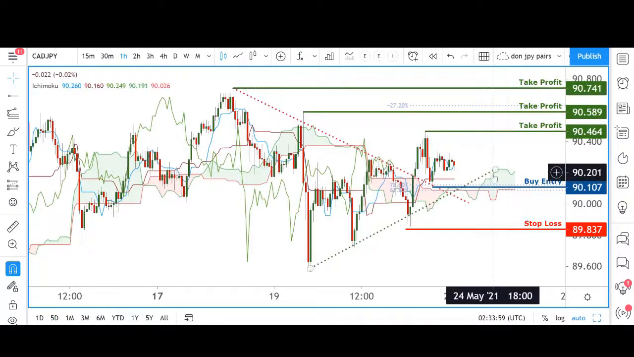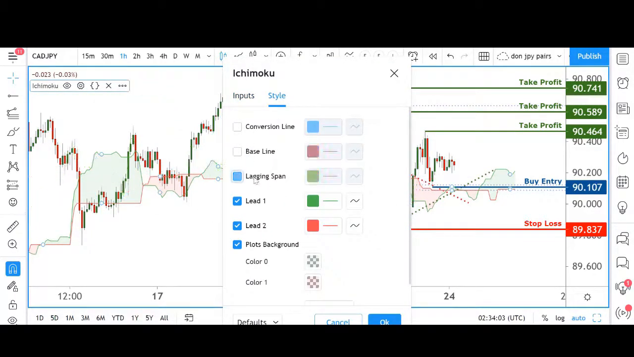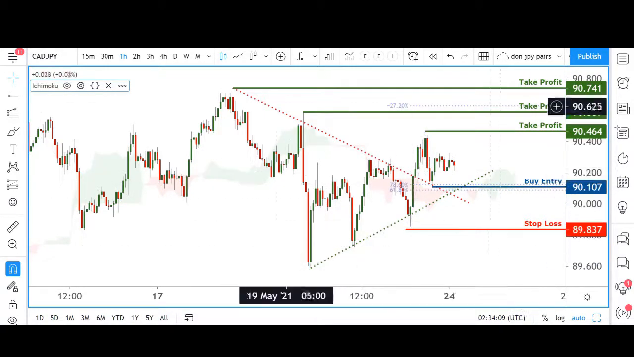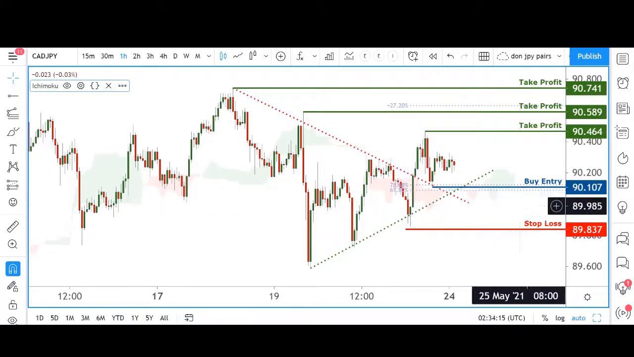Let's put on the Ichimoku cloud. If I just show you guys the cloud, you can see that price is holding very nicely above the Ichimoku cloud, holding nicely above our ascending trend line. So we could possibly wait for price to pull back to this buy entry before we take it higher from here. So that's all I have for today's trade of the day.